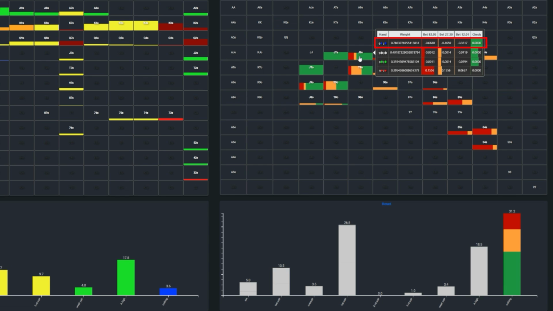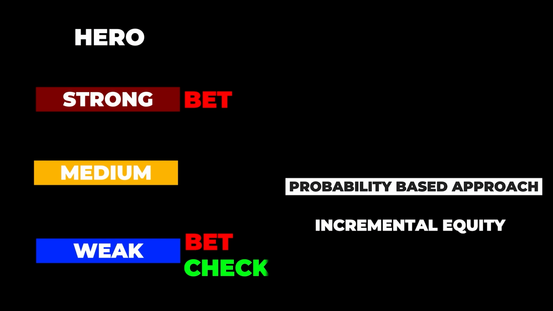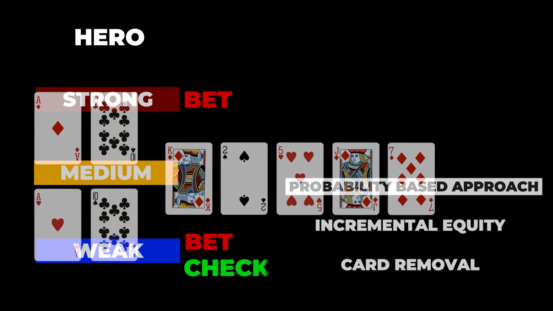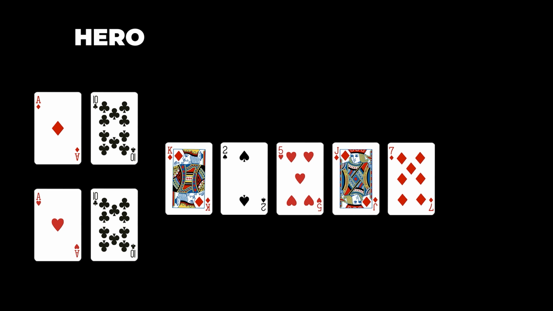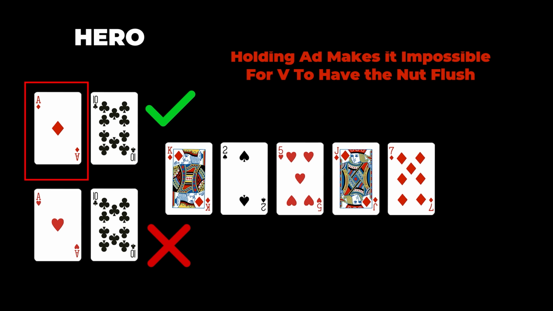So why is this? Well, it all comes down to card removal. As you may recall from our last video, card removal refers to the fact that when we are holding a particular card, it makes it impossible for our opponent to hold the same card, which changes the likelihood of whether our opponent is holding a stronger or weaker hand. In the case of bluffing, we want to select combos to bluff with that increase the probability that our opponent is holding a weaker hand.